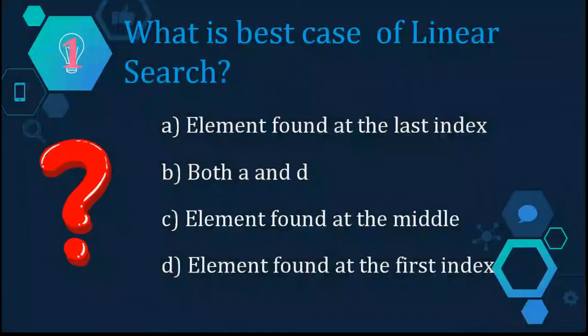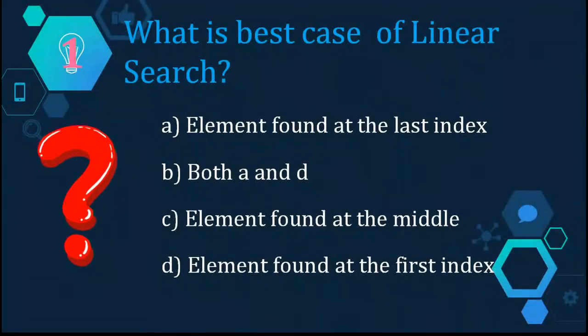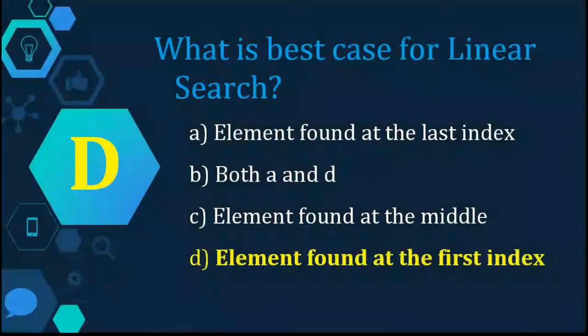So the first question is, what is the best case of linear search? Option A is element found at the last index, B both A and D, C element found at the middle, and D element found at the first index. Just think for a couple of seconds and type your answer in the comment box. So now let's see the answer.